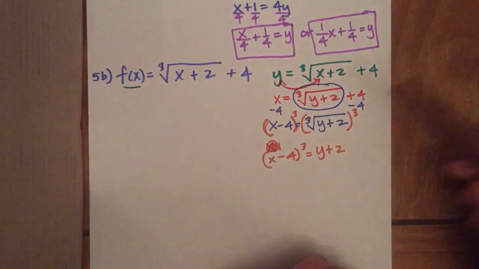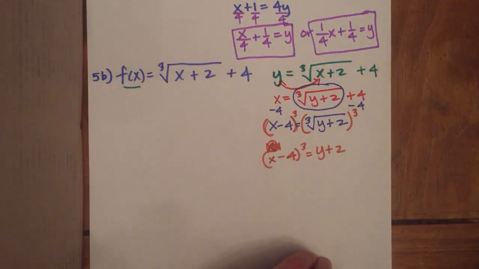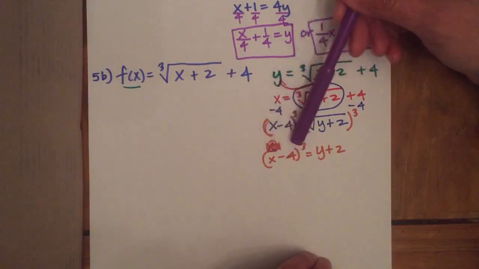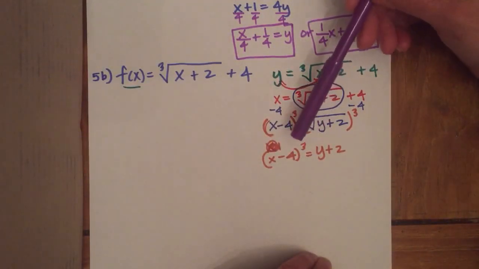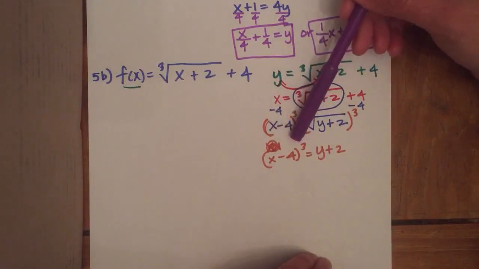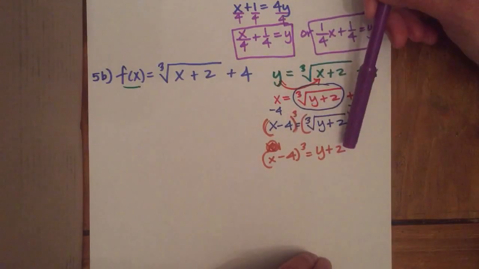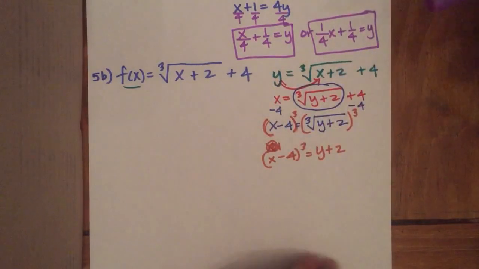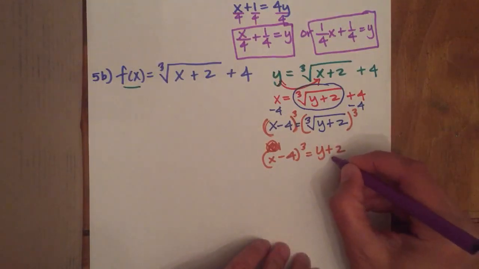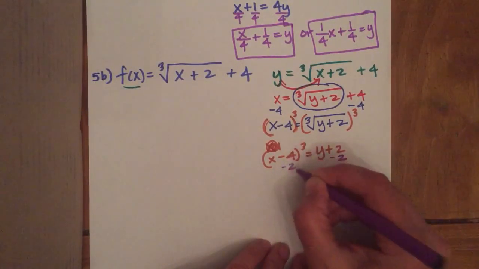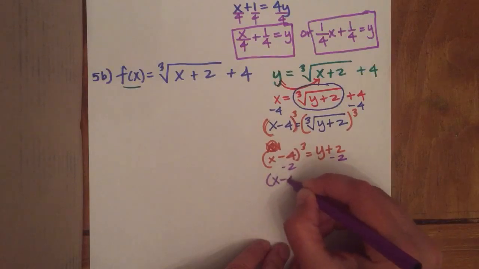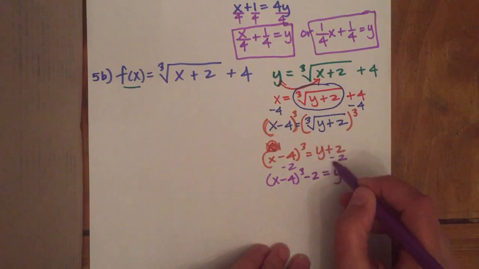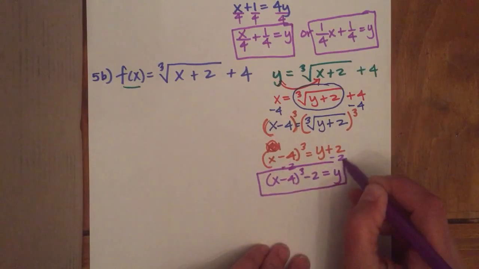Okay? So when we get to this point, there's really two ways you can go. The first one is we can expand this and multiply it all the way out, where we have x minus 4 times x minus 4 times x minus 4. And then we solve all of that out, we simplify it, and then we add the 2. Or for our purposes here, just to save time, I'm just going to subtract 2 from both sides. So I'm going to have x minus 4 cubed minus 2 equals y. And that is going to be the way that I finish.